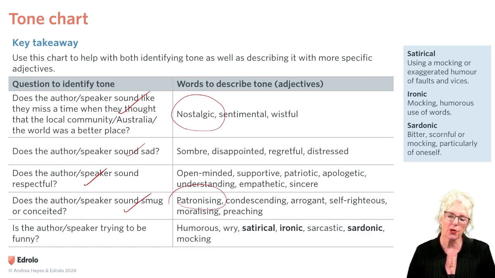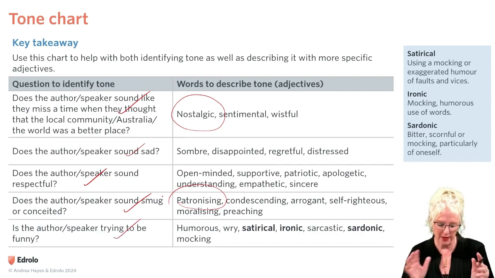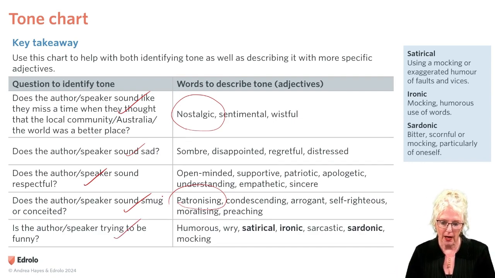And is the author trying to be funny? Now, there's all different sorts of funny. Humour, wry, satirical, ironic, sarcastic, sardonic. So if you look here, satirical, using mocking or exaggerated humour, faults and vices. Ironic is mocking as well. Humorous use of words. Sardonic is more bitter, scornful, a little bit stronger, I think.